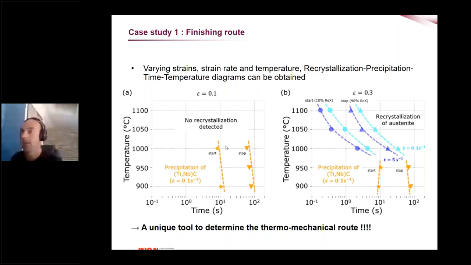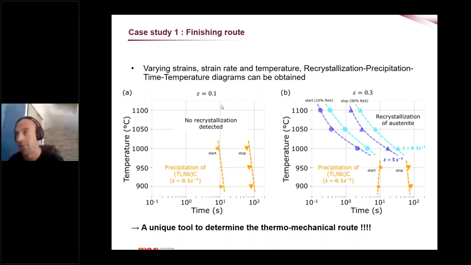So in that case, you can see that you will have only precipitation of titanium niobium carbides when the temperature is low enough. So it begins at about 1000 degrees C. And here you have the kinetics of the precipitation. That means at 1000 degrees C, the precipitation starts in about 10 seconds and finishes in about 70 seconds. If you go to higher temperature, you don't have any precipitation, because the solubility limit of niobium and titanium is higher in the austenite. If you go down, then you will slow down the kinetics of precipitation.